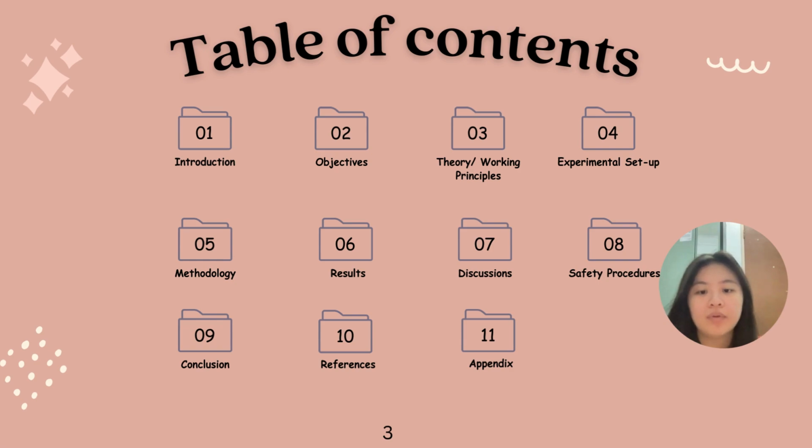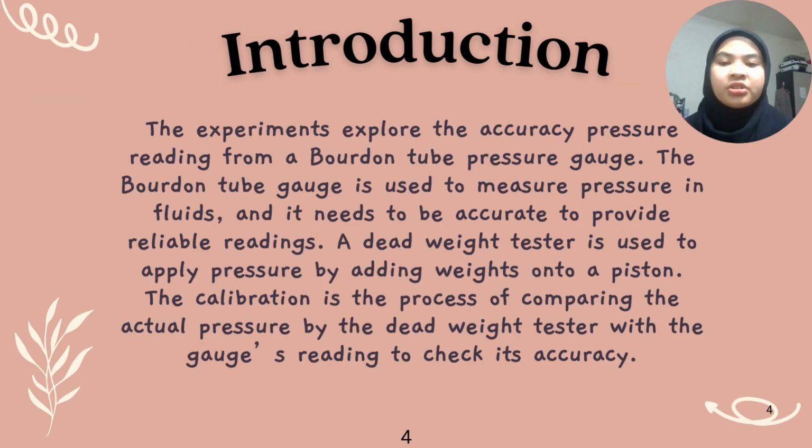This is our table of contents. For the introduction, the experiment explored the accuracy of pressure readings from a Bourdon tube pressure gauge. The Bourdon tube gauge is used to measure pressure in fluid and it needs to be accurate to provide reliable reading. A dead weight tester is used to apply pressure by adding weight onto a piston.